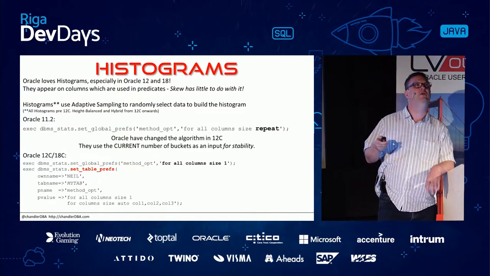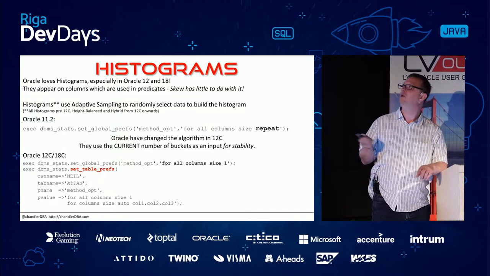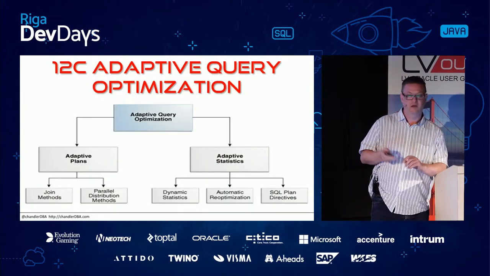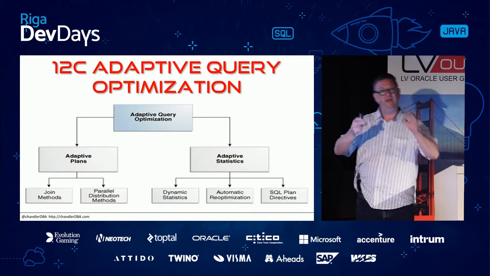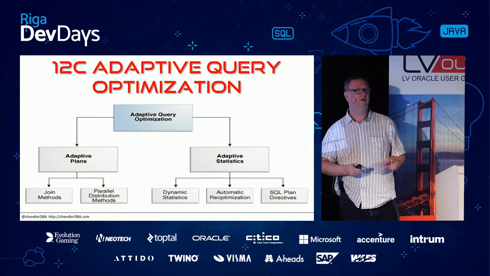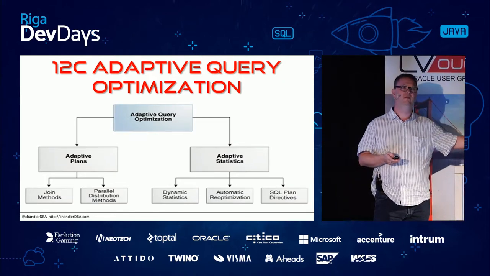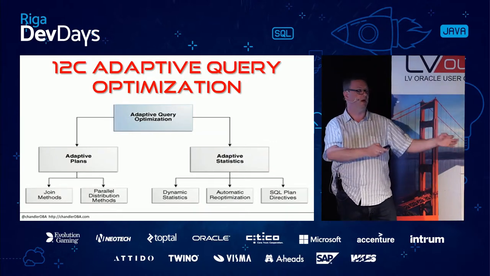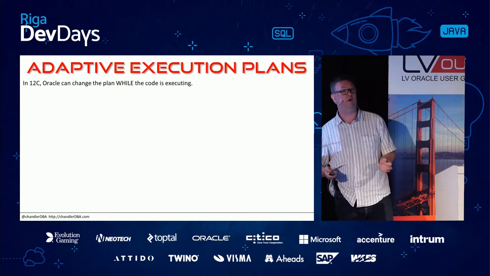One thing that we used to do in 11.2 to control histograms was to use this option, for all columns size repeat, which maintained the histograms that you currently have, but also prevented the appearance of new ones, so you knew exactly what you were going to get, but the ones that you had that you perhaps created yourself were maintained properly.